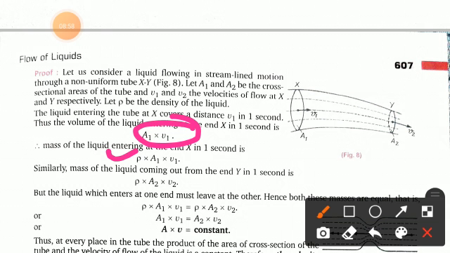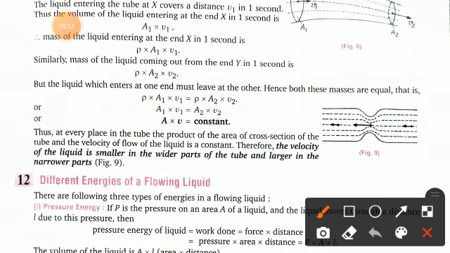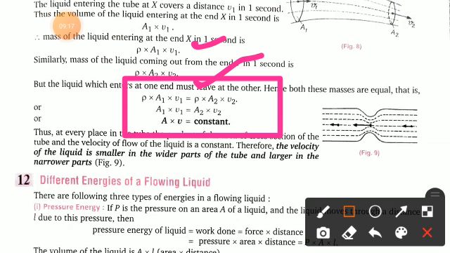Similarly, the mass which comes out from the end D is equal to A2 rho multiplied by V2. But the liquid which enters one end must leave at the other end, and both the masses are equal. So if we compare the two, we can write rho A1 V1 is equal to rho A2 V2. Rho and rho cancel out from both sides, and finally A1 V1 is equal to A2 V2, and finally A into V is equal to a constant.